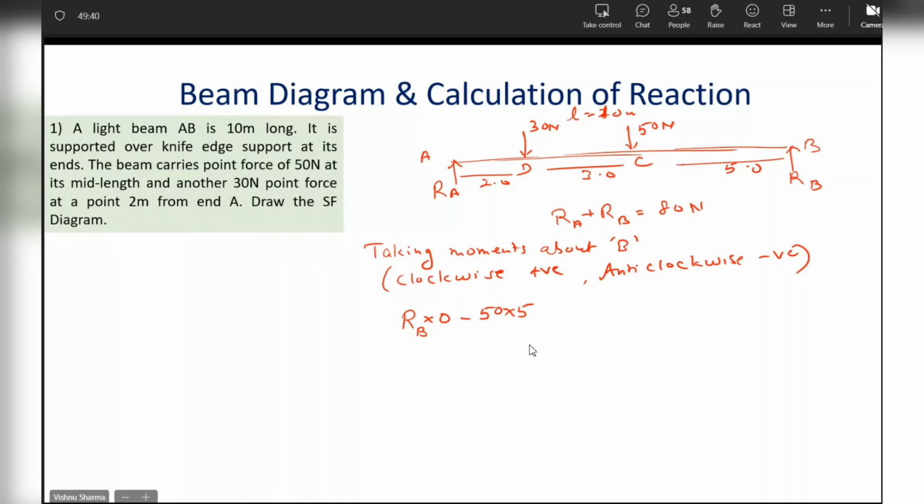No? Okay. Then next, you're already telling me minus 30 into 8, right? And RA will be what? Moment of RA? RA into 10, sir. No. Sign. What about the sign? Plus RA into 10. And since the beam is not rotating, the resultant of all this must be 0. If you calculate, you'll get RA as 49 newtons. And then RB will become 80 minus 49, equal to 31 newtons.